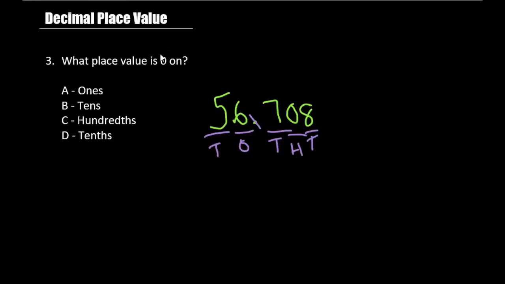The question is asking us which place value 0 is on. So if we look, 0 is on the hundredths place. So our answer is hundredths with a TH. So C is our answer. Let's go to the next question.